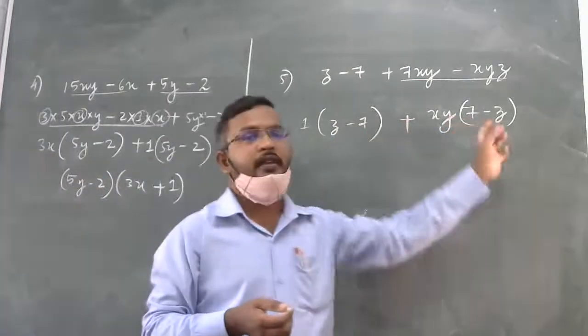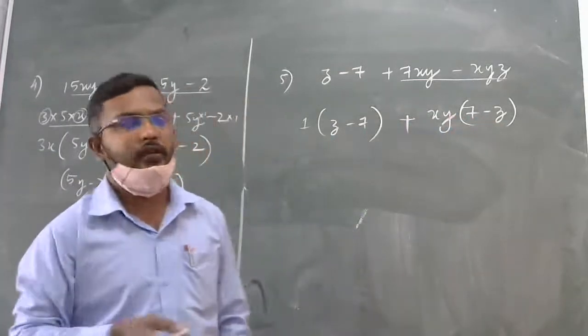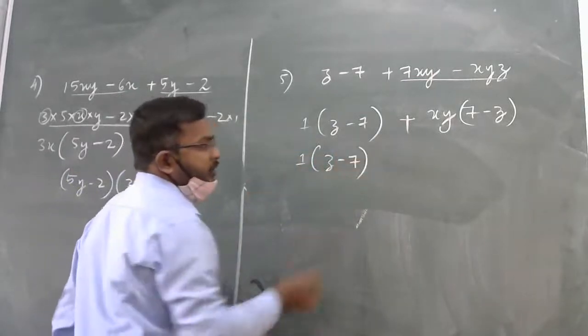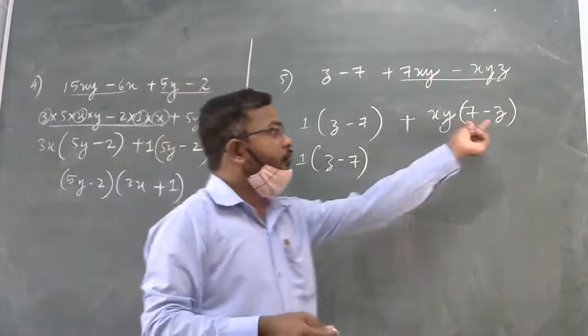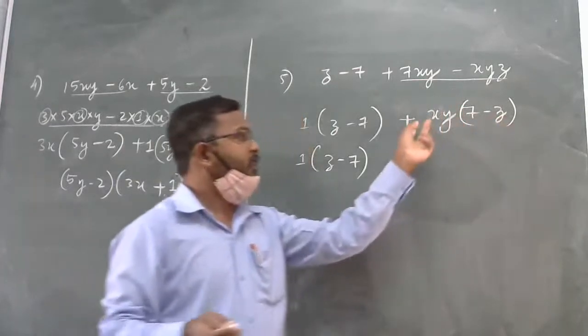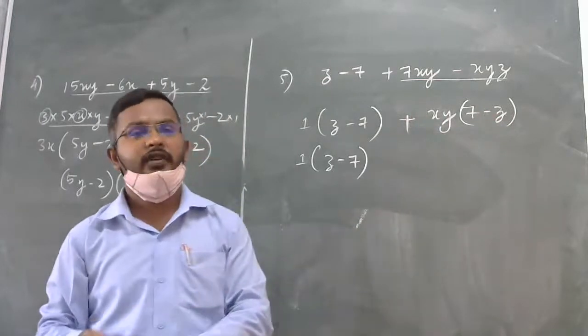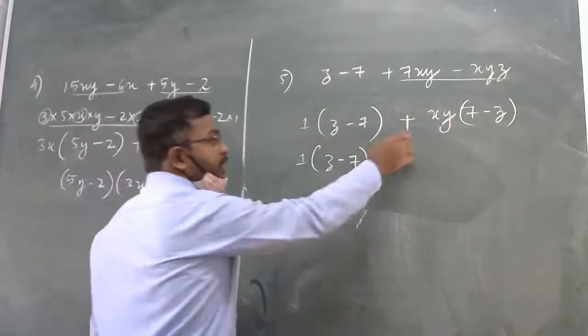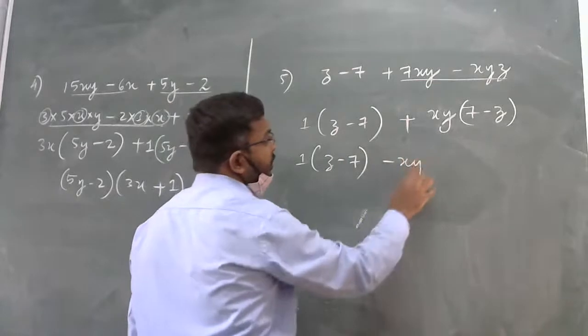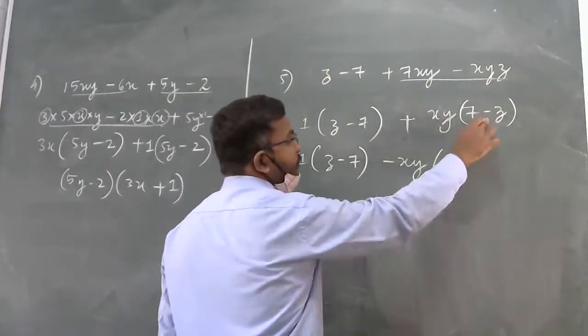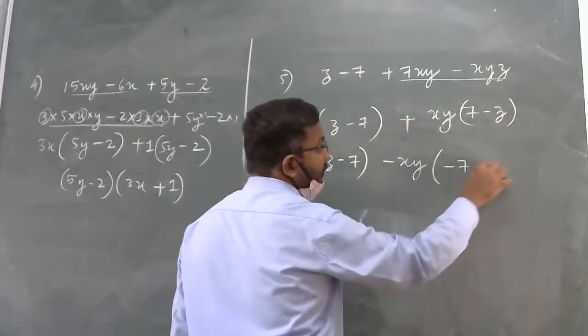Only the signs are different here. So in that case, I already told you, Z minus 7 we can write as it is. In order to change the sign of the outer term, we can change all the signs of the inside terms. So plus XY we will write as minus XY, and 7 will become minus 7, plus Z will become minus Z, minus Z will become plus Z.